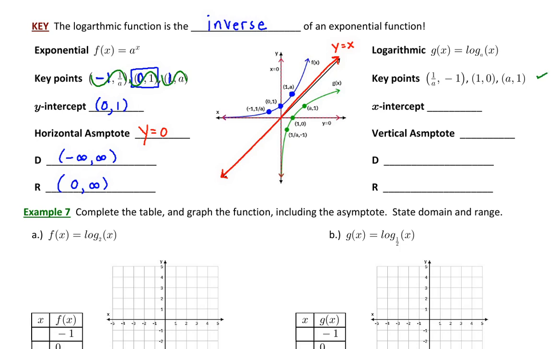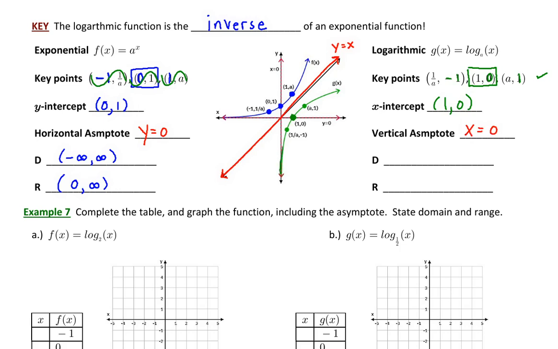The easy way to remember this is, instead of plugging -1, 0, and 1 in for x, we're going to plug -1, 0, and 1 in for y. Do notice that middle point is important? Well, this time it's not a y-intercept, but it is an x-intercept. So our basic logarithmic functions are going to have an x-intercept at (1, 0). Instead of having a horizontal asymptote at y equals 0 like our exponential functions, our logarithmic functions will have a vertical asymptote at x equals 0.